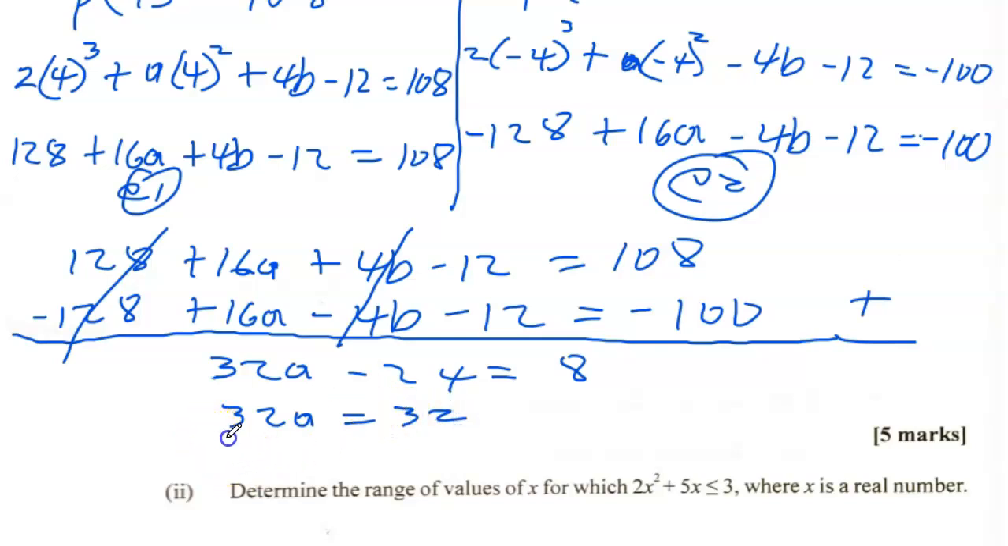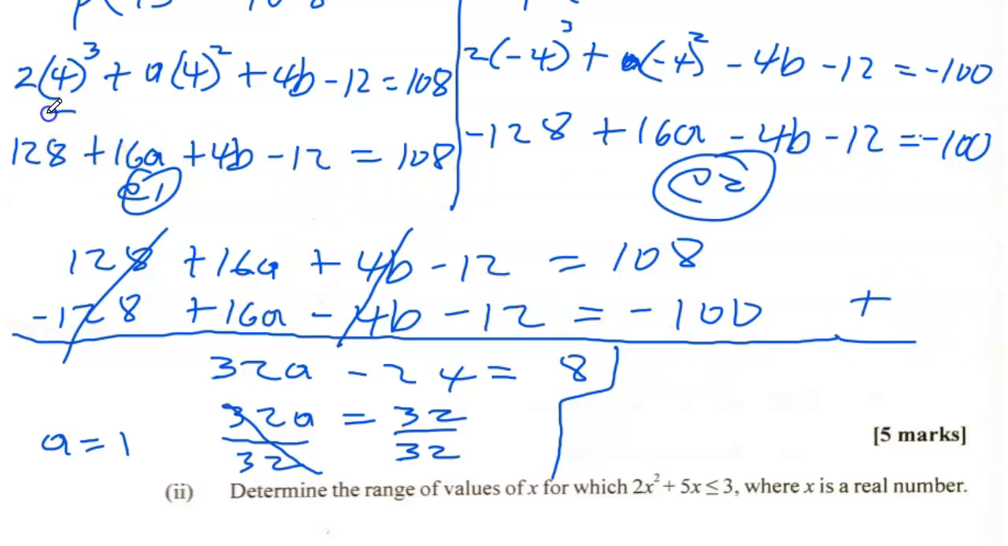Divide both sides by 32. 32 into itself is 1. So we have a is equal to 32 over 32. So we have a is equal to 1. So of course we can use it to find the value of b. Now we can substitute this value for a in equation 1.